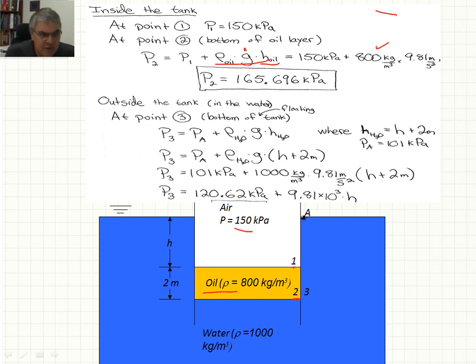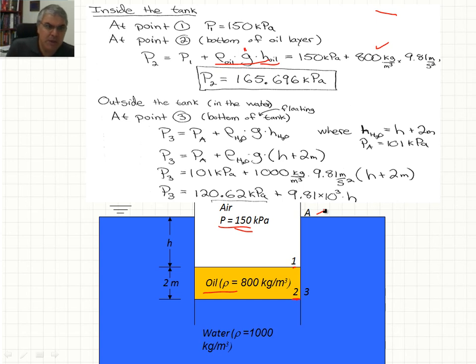At this point, since this is exposed to air, although the pressure here is different than the pressure, 150 kilopascal, inside the tank, this is pressurized air, and this one is atmospheric pressure. So pressure at point A is really the atmospheric pressure. It depends on the geographic location of a particular point, and that pretty much translates to the elevation from the sea level. The pressure varies according to that.